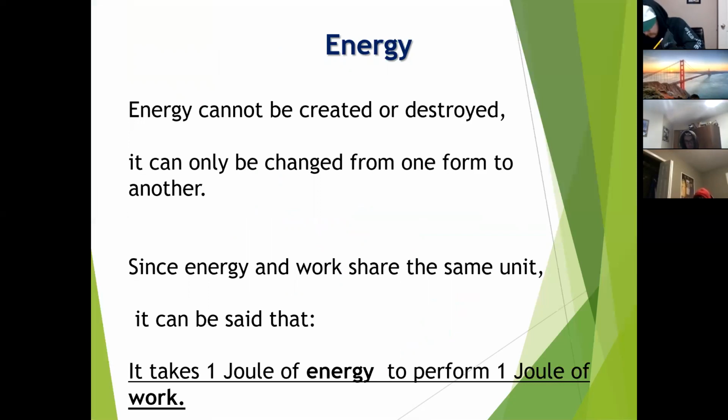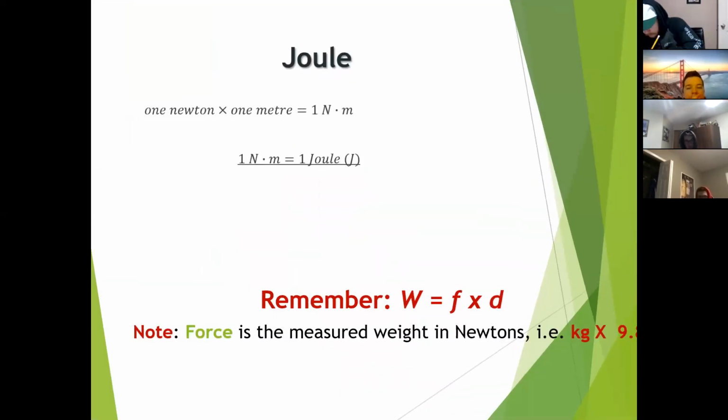And it looks like this in formula. 1 Newton times 1 meter is equal to 1 Newton meter, right? That makes sense for units. And 1 Newton meter is equal to 1 joule. Remember, work is equal to force times distance. That's how we get that top formula.